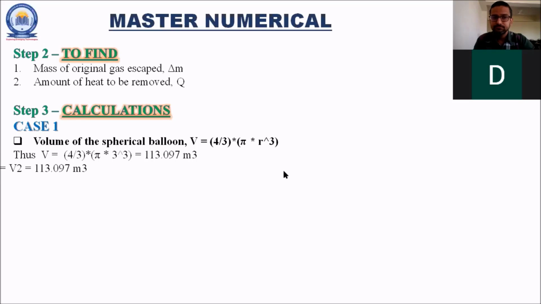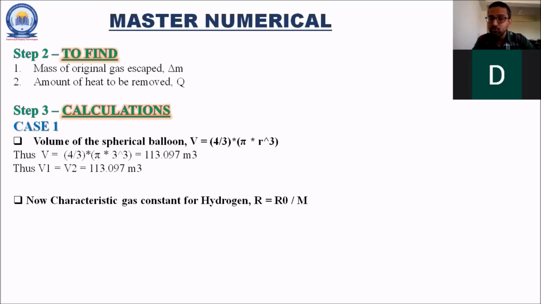Proceeding further, since in this case the volume remains constant, because in the numerical, in case number 1, we have been told that the dimensions of the balloon are not changed. That means the volume remains constant. So for case number 1, I am taking the constant volume condition. So I can write down the equation, that is V1 is equal to V2, that is equal to 113.097 meter cube.